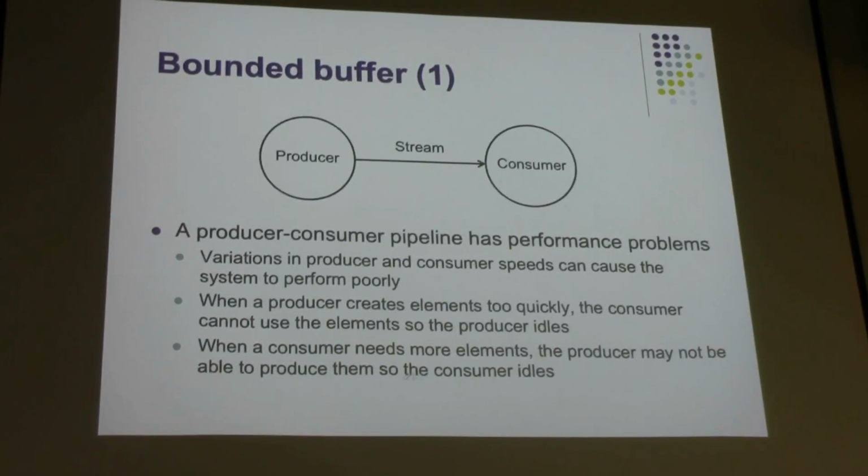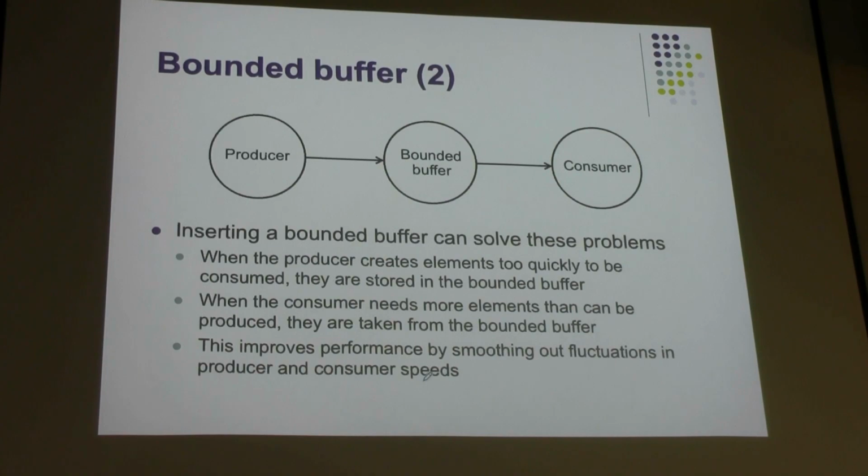An opposite behavior is possible. The consumer needs an element right now. So it asks the producer for the element. So the consumer has to wait for the producer. So both of them are idling, they're waiting a lot, okay? So that's not good, that's inefficient, okay? So we want things to be smoother, and that is the problem solved by the bounded buffer.